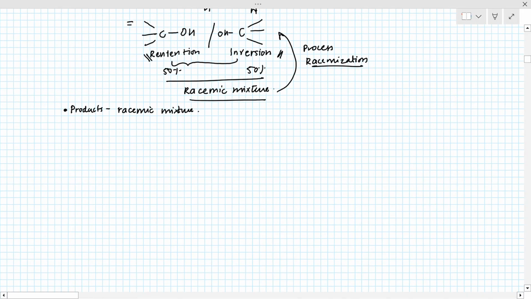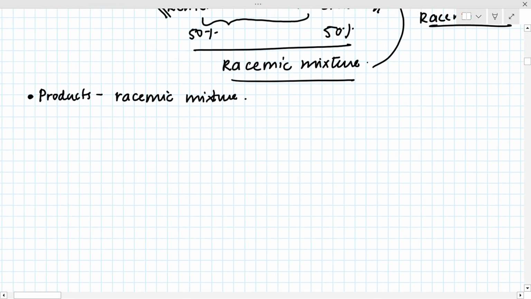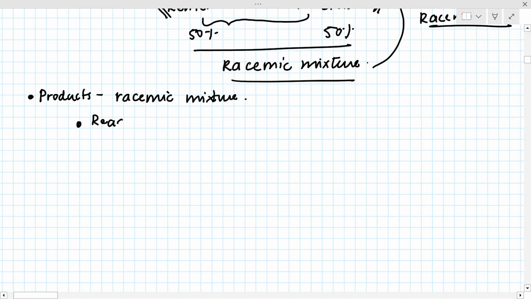First, we'll see the reactivity order. What is a reactivity order? Why should we see which alkyl halide reacts how in the SN1 mechanism? It is to understand why tertiary alkyl halides are more reactive. So, reactivity order.